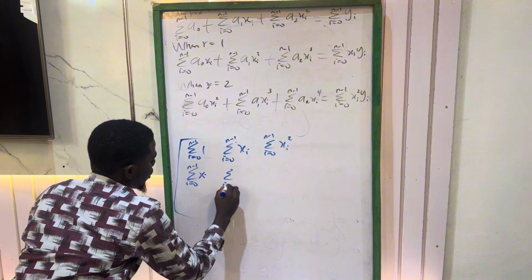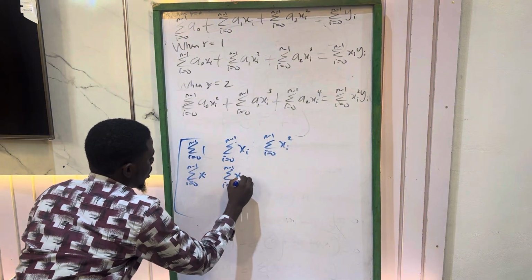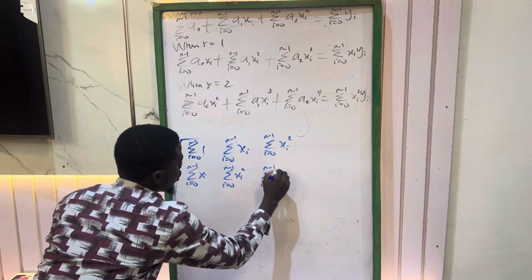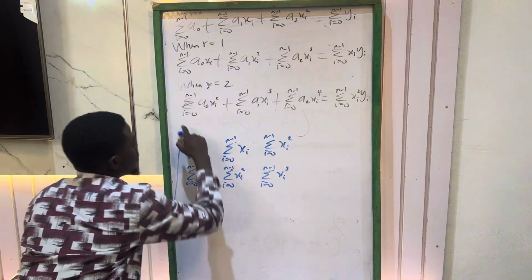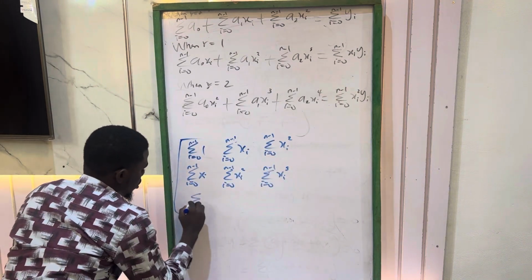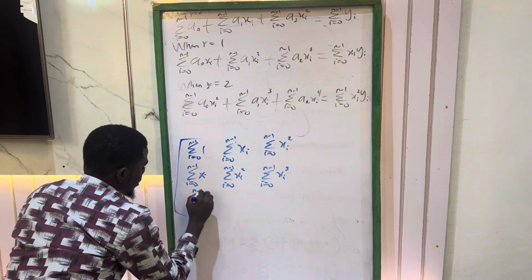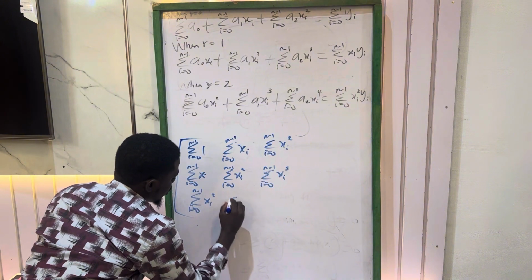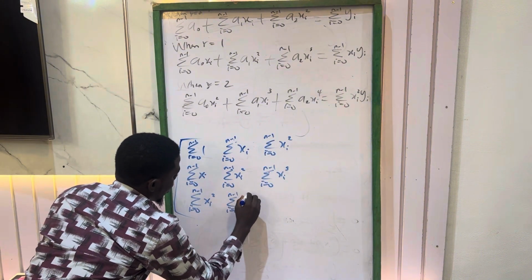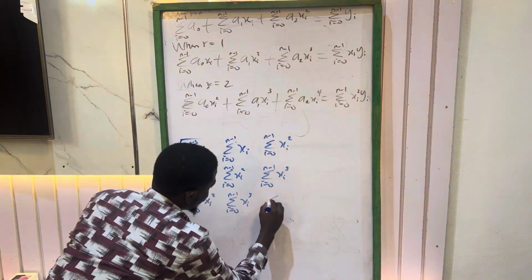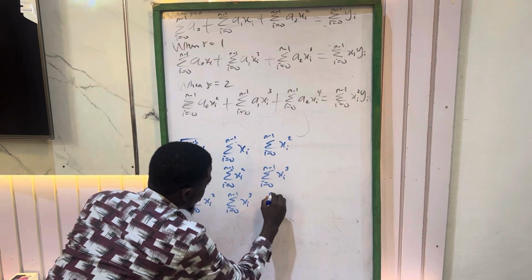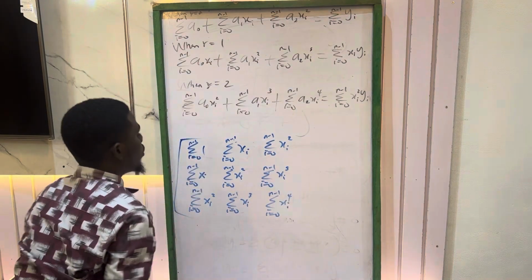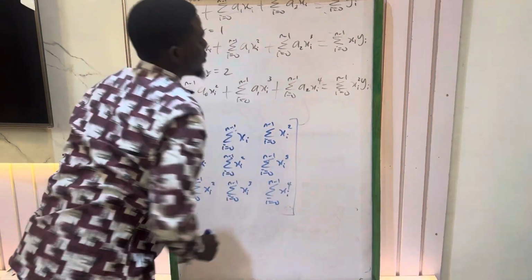Then summation of i equals 0 to m minus 1, xi squared. Then summation of i equals 0 to m minus 1, xi cubed. Then this last term also, summation of i equals 0 to m minus 1, xi squared. Summation of i equals 0 to m minus 1, xi raised to the power 3. And then summation of i equals 0 to m minus 1, xi raised to the power 4. So now this is for just the first part.